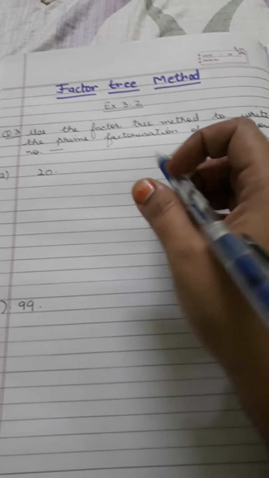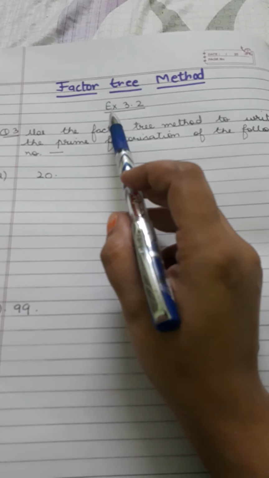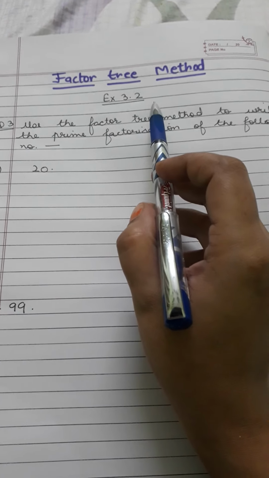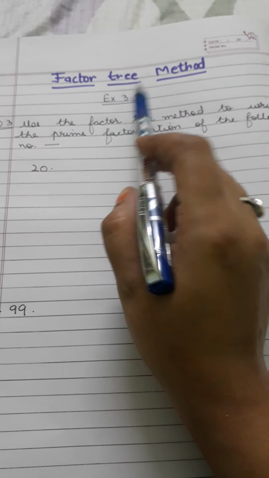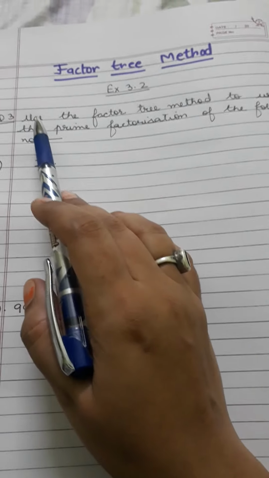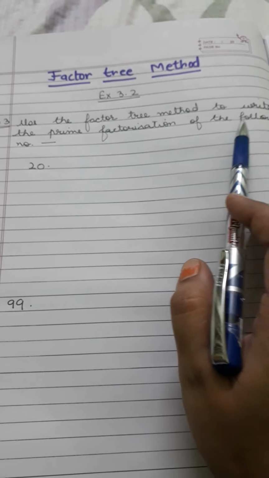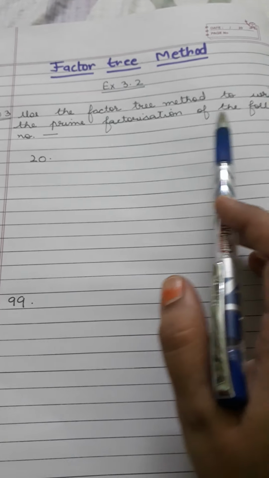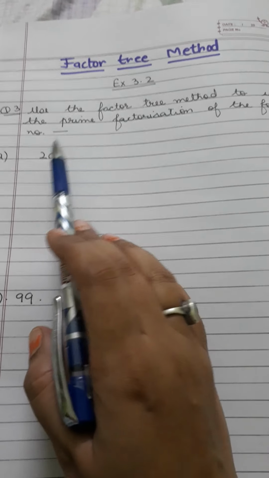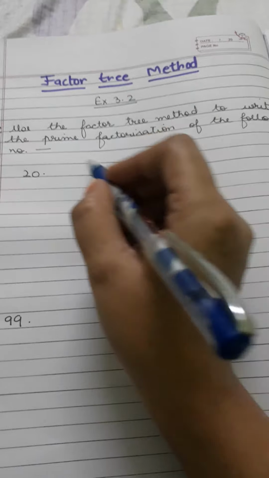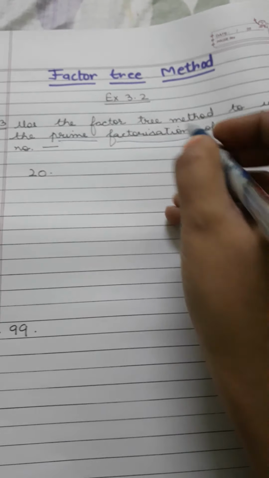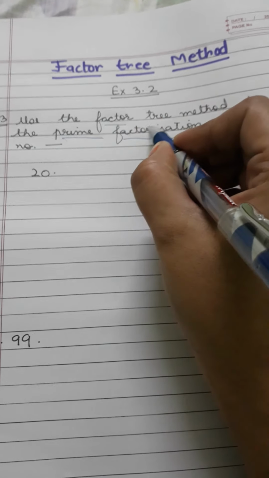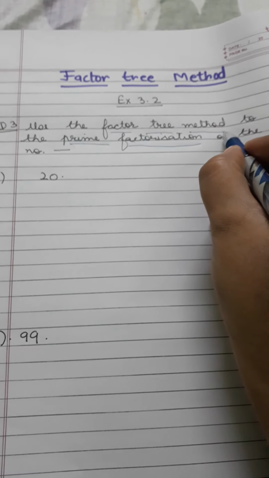Hello children. Today we are going to start with exercise 3.2 and the next topic, it is factor tree method. Use the factor tree method to write the prime factorization of the following numbers. What we have to find? We have to find the prime factorization by factor tree method.